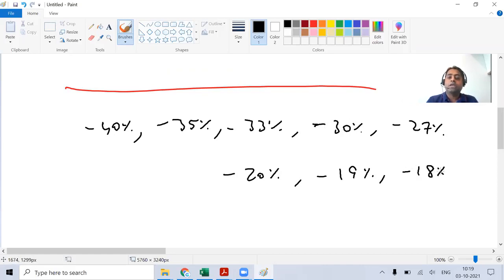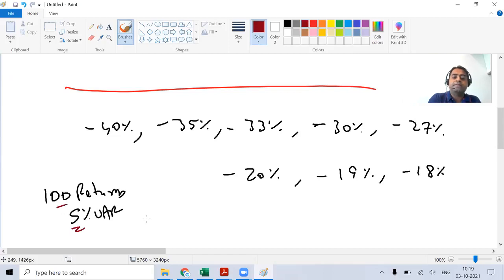Suppose I had initially 100 data points or 100 returns, and I'm taking 5% VaR. There were two ways through which we were doing it in level 1. If I take 5% of 100, it comes to around 5 data points, which means the fifth lowest data point. So this is the first, second, third, fourth, and fifth. One method was to select this negative 27%.